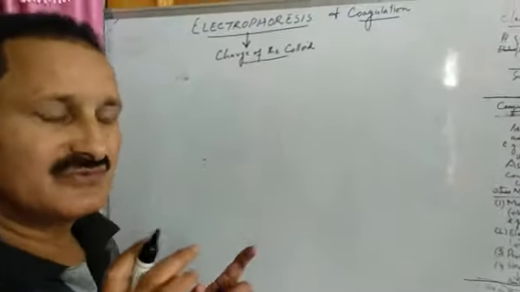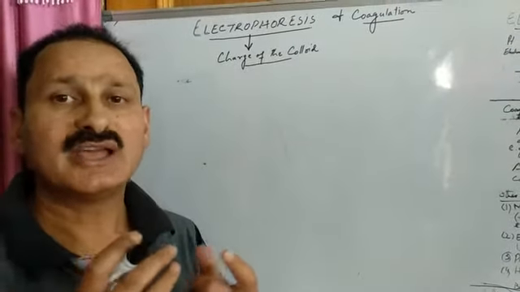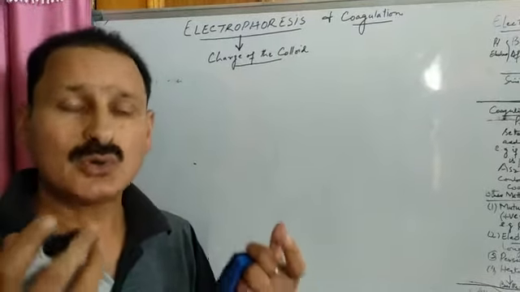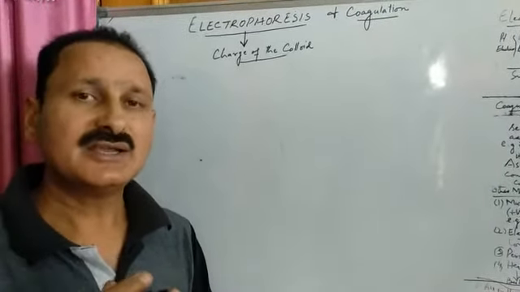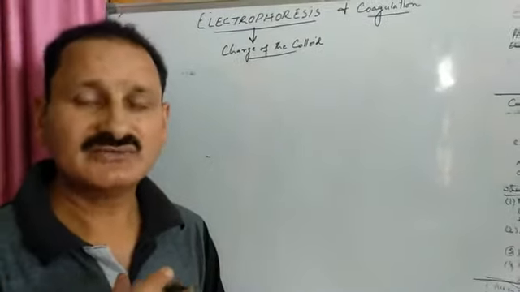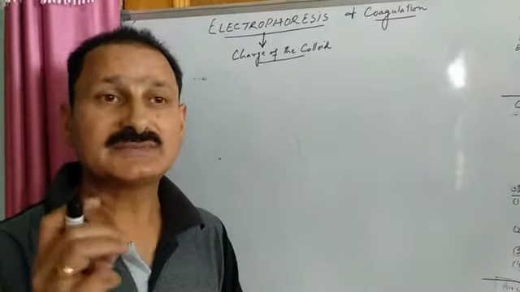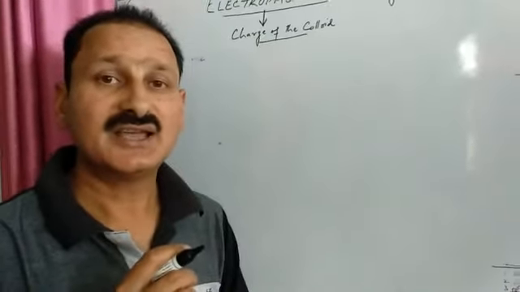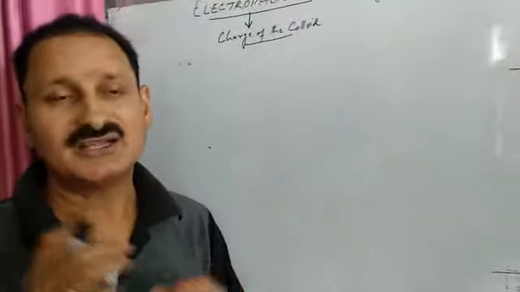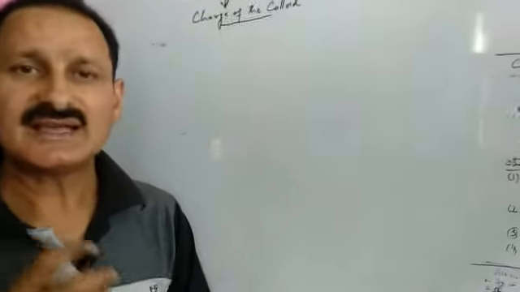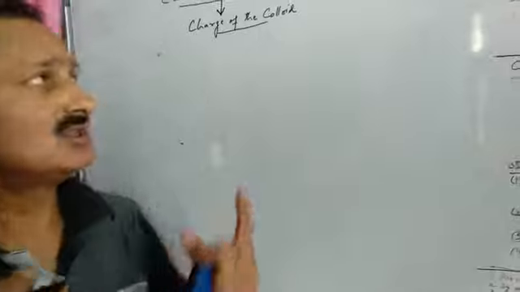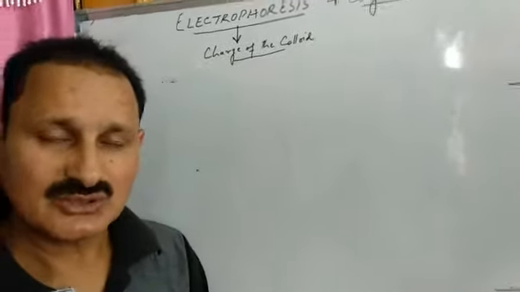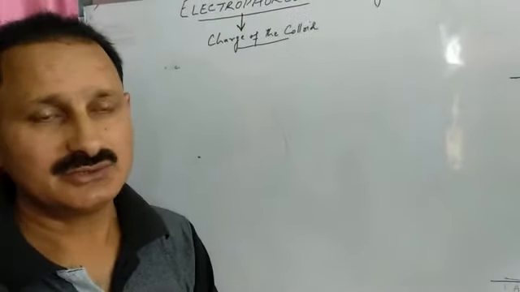Those colloids which are positively charged, we can simply call them positive colloidal solutions. Similarly, there are some colloidal solutions which have negative charge. Their dispersed phase is negatively charged. Those colloids are known as negative colloidal solutions. Now, the question arises: how can we determine the charge of a colloid, whether it is a positively charged colloid or a negatively charged colloid?